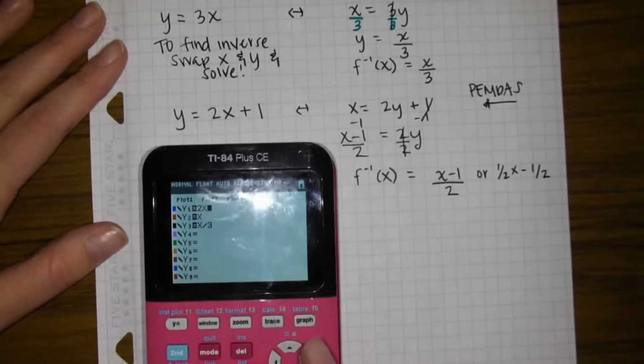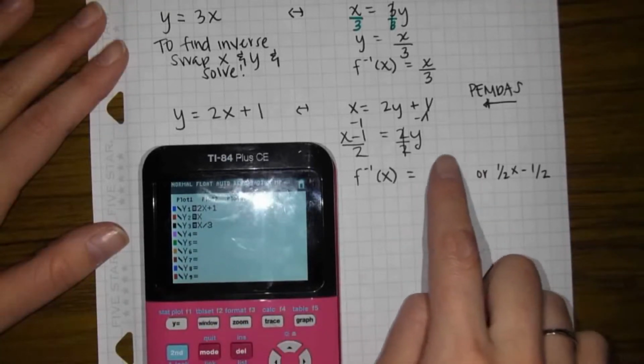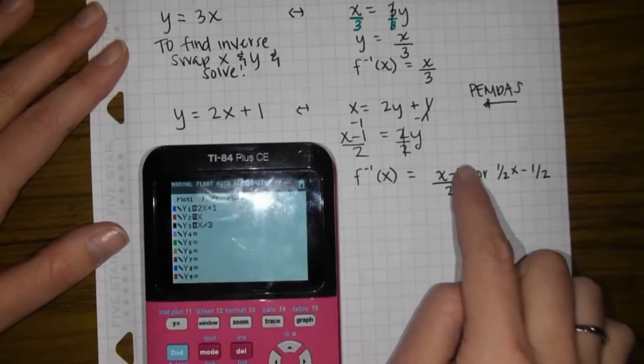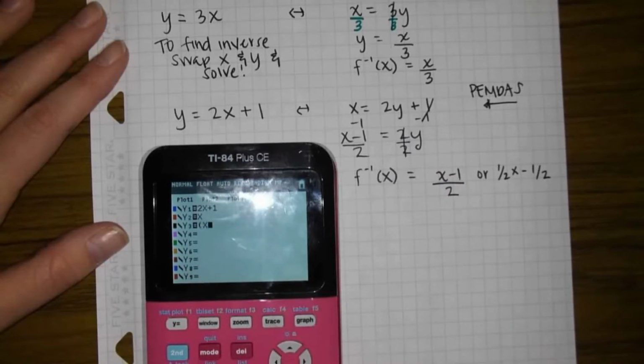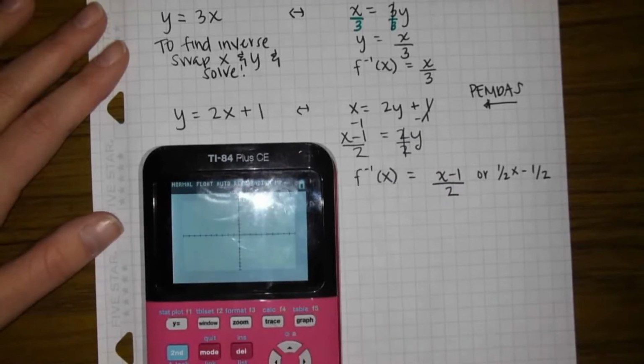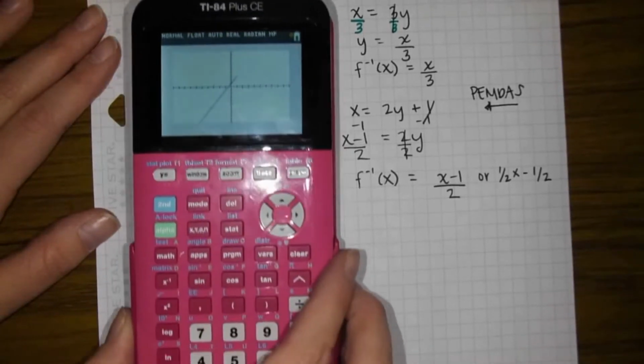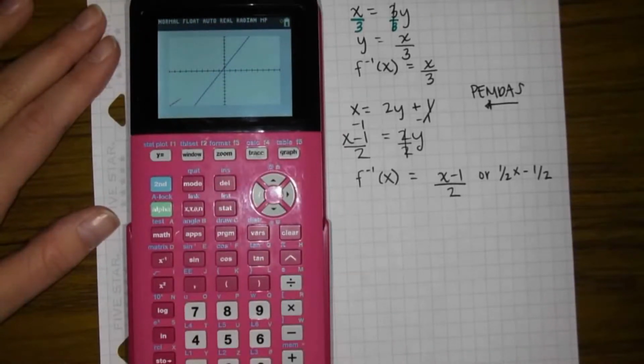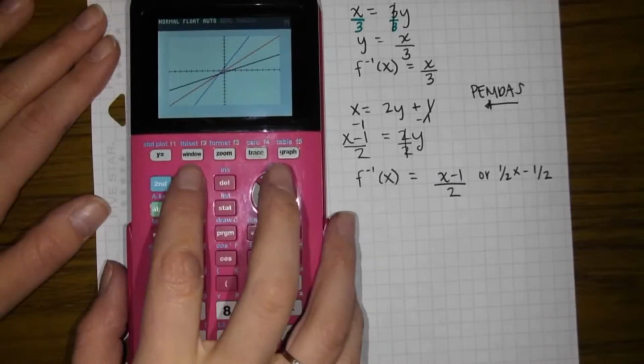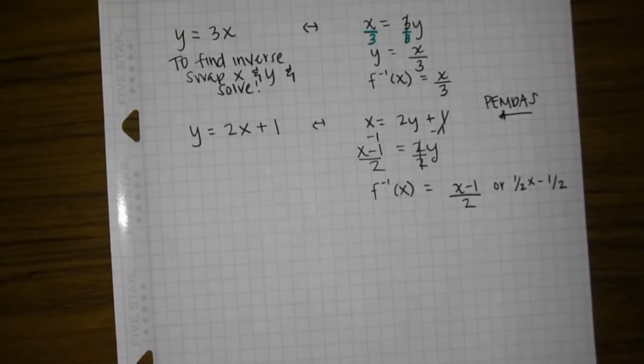Let's check the second one as well. So I'm going to take my calculator again. I'm going to plug in 2x plus 1. And then I'm going to plug in either one of these. If you plug in this one, you must put your numerator in parentheses. Now we'll graph it, and let's see. There's our original. That's what we're reflecting over. And there's our inverse. And again, that looks like a pretty good reflection.